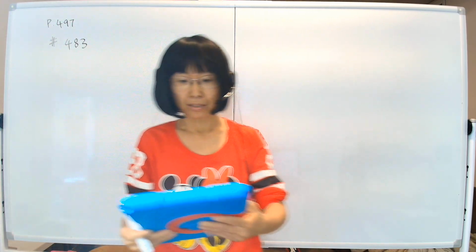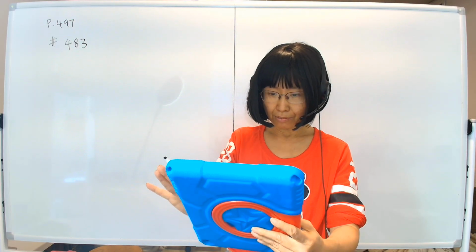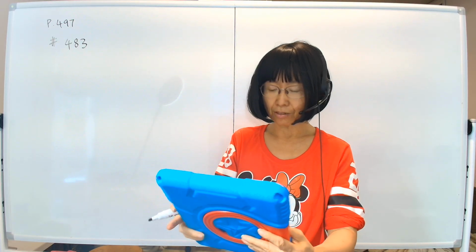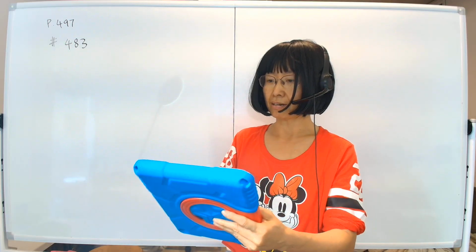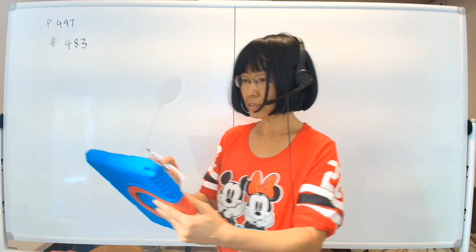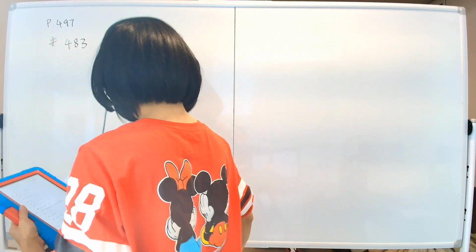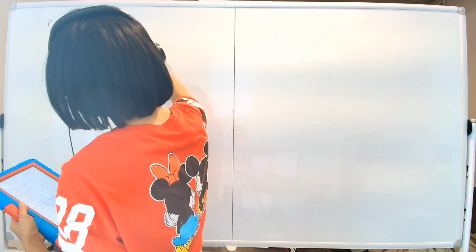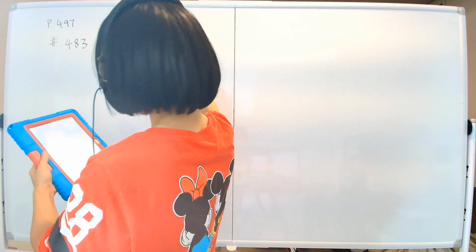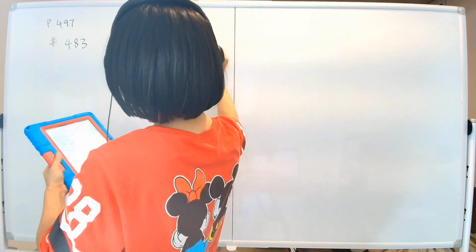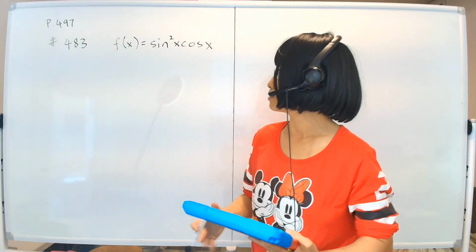All right, what are we doing here? Let's look back a little bit and see what we're supposed to do. We're supposed to find the antiderivative of each function. Here our function is f of x equal to sine squared x cosine x. Now we need to find the antiderivative, going backwards.